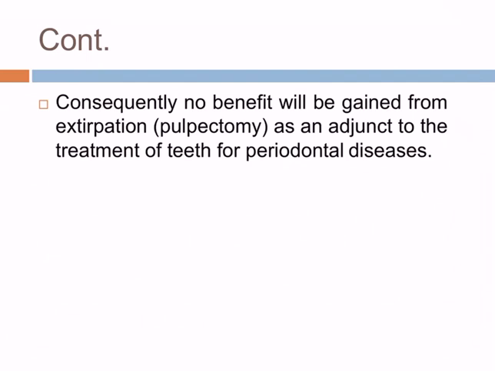Now, you have a tooth with a pulpal problem, reversible pulpitis, but the tooth is vital. Along with that, you have a periodontal pocket. In that case, don't just go for pulpectomy. You should understand your pulp is vital, and you should go for the treatment of the periodontal disease. There is no need for pulpectomy.